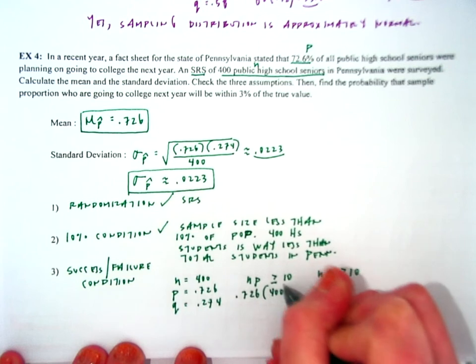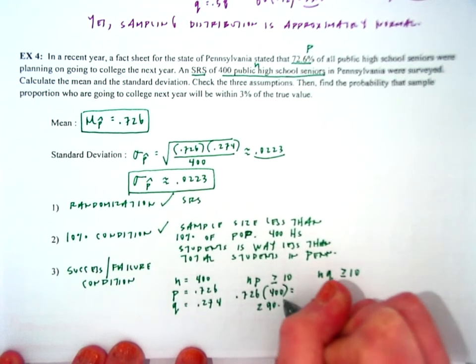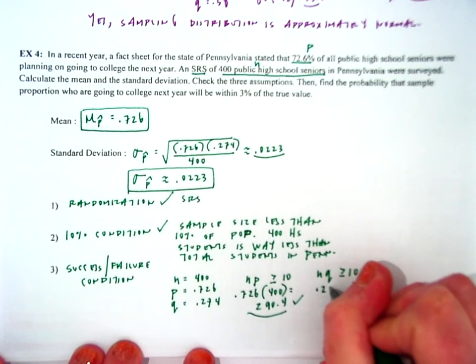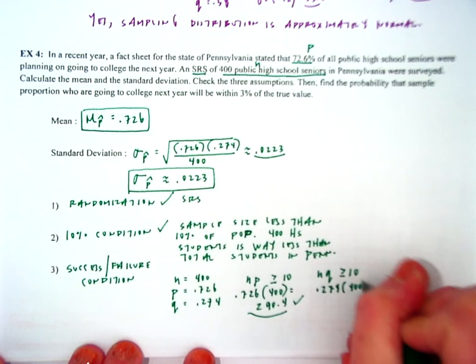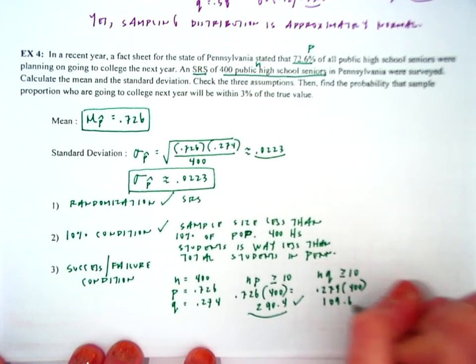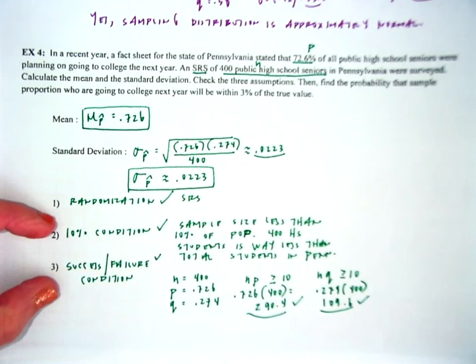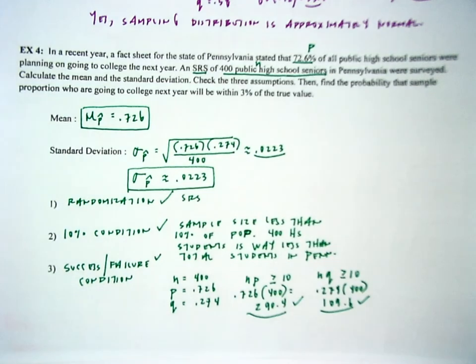So I know that N is 400, P is 0.726, and Q is 0.274. So I want to make sure that I have at least 10 successes and at least 10 failures, so it could be exactly 10 or more. So if I do 0.726 times 400, that's going to get me 290.4, so absolutely I'm meeting that criteria. And then 0.274 times 400, I get 109.6, so boom, check, I'm meeting that criteria too.